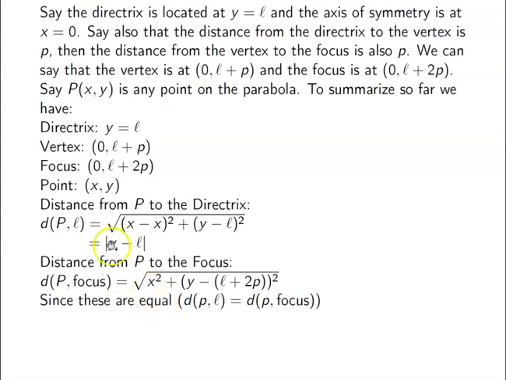But we know these two values are equal. So this absolute value and this square root sign are both equal in value. So without actually expanding this, I would like to isolate this first. I will end up expanding this, but the distance between y and L is the same as the distance from the point to the focus.